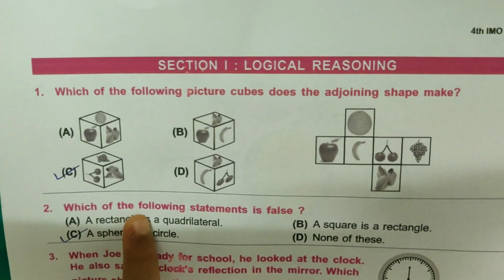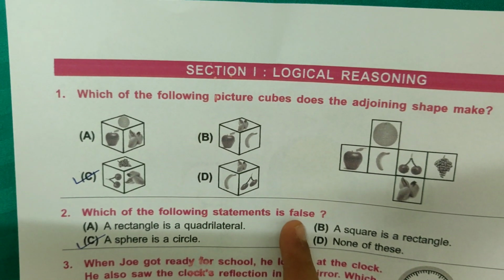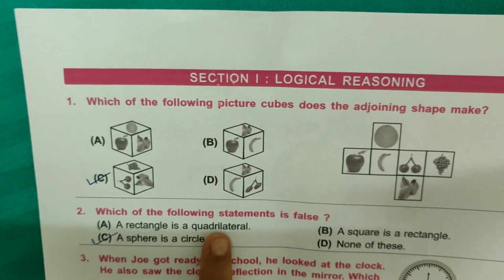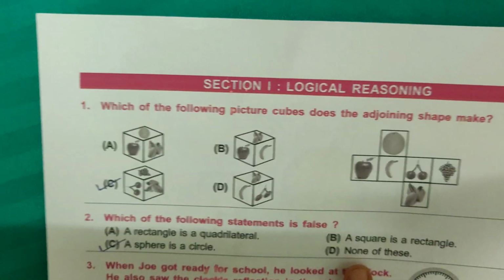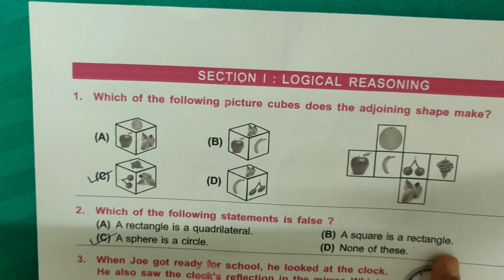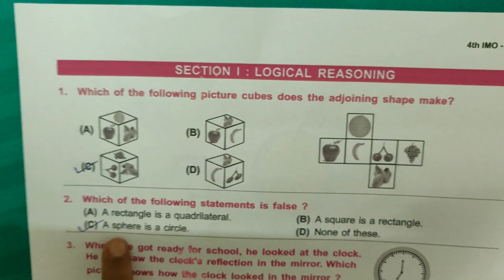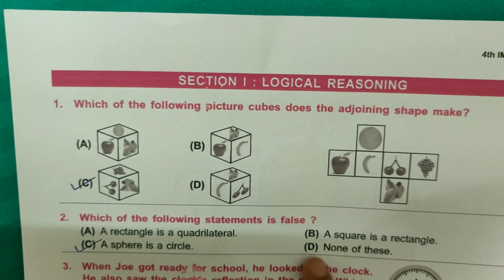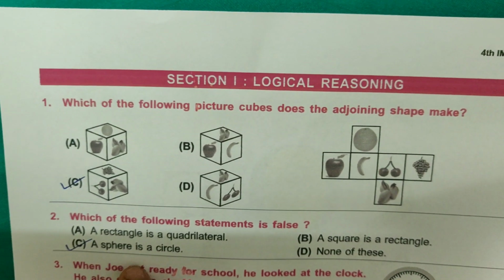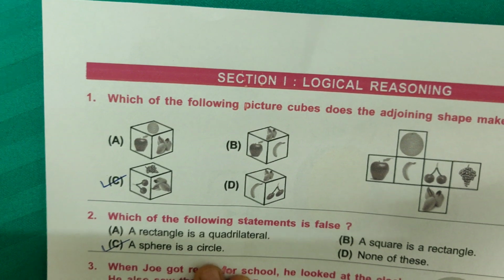Which of the following statements is false? A rectangle is a quadrilateral. A square is a rectangle. A sphere is a circle. None of this. It's B. A sphere is a circle. Very easy, isn't it?